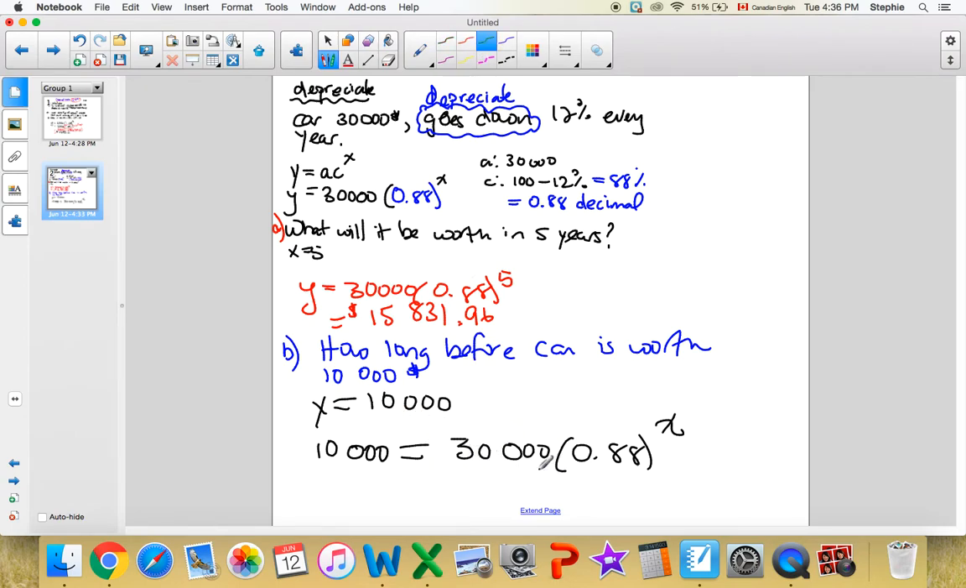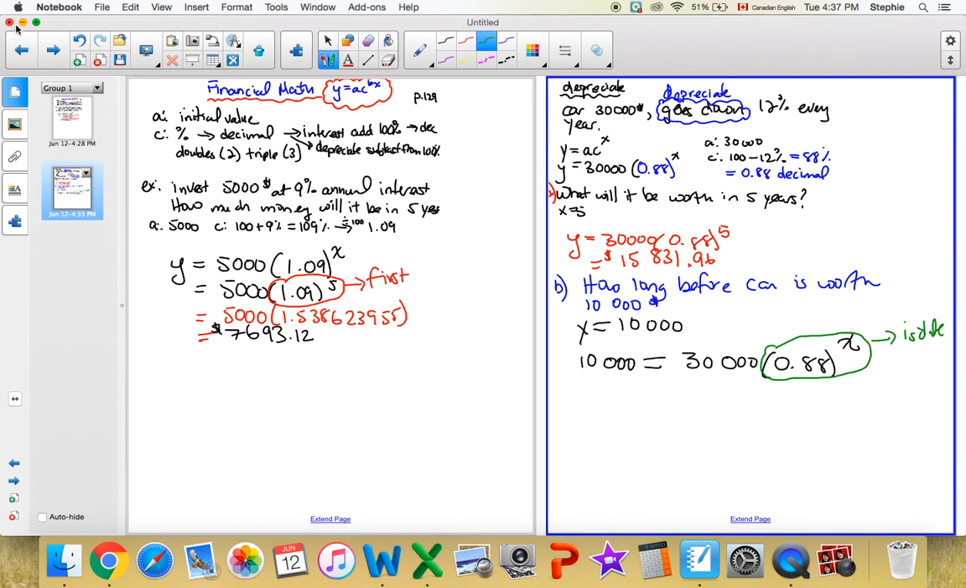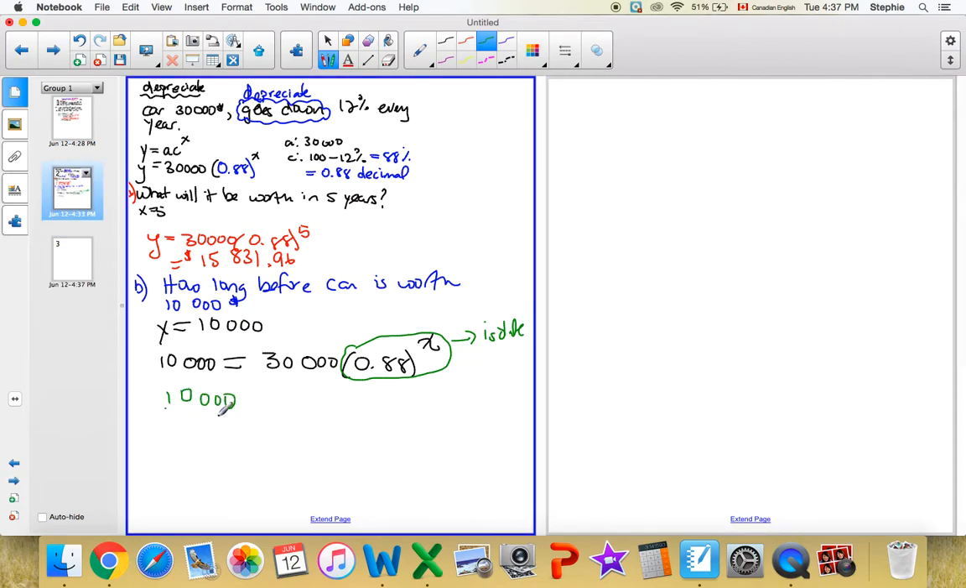Now how do you do that? First you want to isolate this. So I'm going to write here isolate. That means you want to get rid of this 30,000. How do you get rid of the 30,000? Okay, so let's get rid of that 30,000. So you're going to do 10,000 divided by 30,000. And of course, you divide it here as well. So this cancels out. And then that equals 0.88 to the power of X. So now if I cancel out all of the zeros, I believe I have 1/3. So 10,000 divided by 30,000 is 1/3.